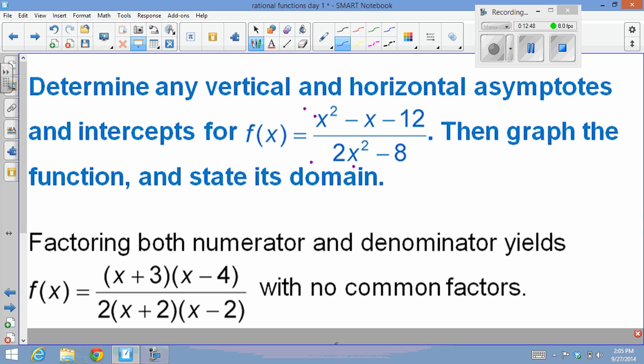I will get my x-intercepts by setting the numerator equal to 0. So my numerator is equal to 0 at -3 and +4. And my y-intercept will be at +12/8, which is 1.5. So here's all that information. Hopefully you've copied down the equation already.